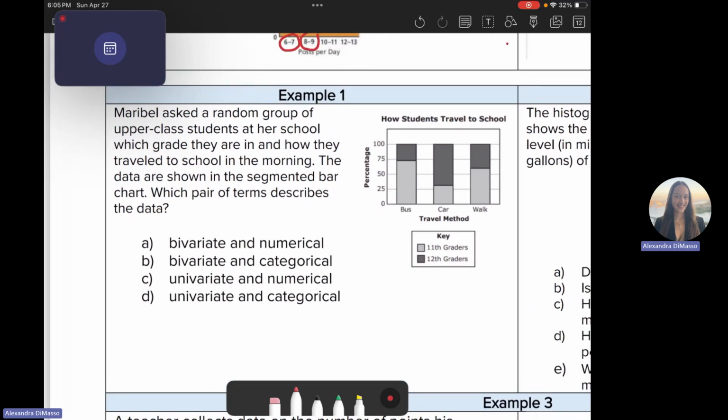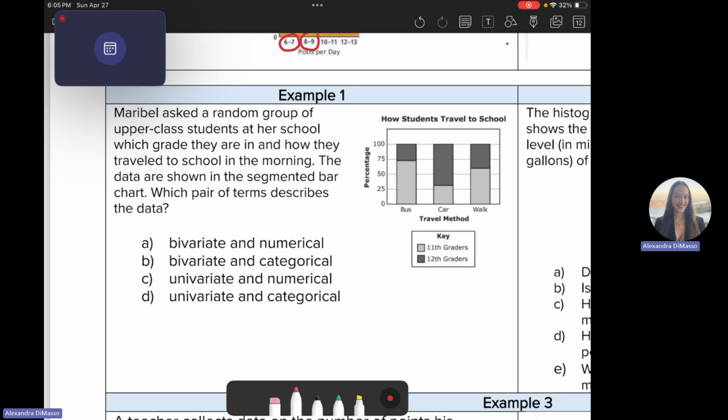Okay, so let's take a look at a couple of examples. Number one: Maribel asked a random group of upper class students at her school which grade they were in and how they travel to school in the morning. The data is shown in the segmented bar chart on the right. Which pair of terms best describes the data?